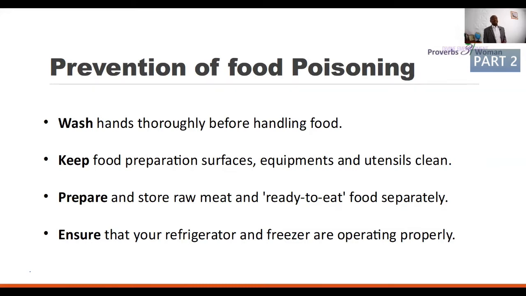We've got to make sure that we keep food preparation surfaces, equipment, and utensils clean. Okay, prepare and store raw meat and ready-to-eat food separately, so that you can prevent food poisoning. Normally, cooked food, when you put it in the refrigerator, you've got to put it on the top, and the raw meat, if you have maybe chicken, you have to put it on the bottom. Okay? So you've also got to ensure that your refrigerator and freezer are operating properly.